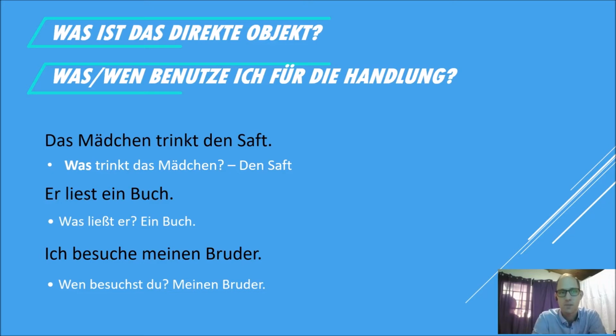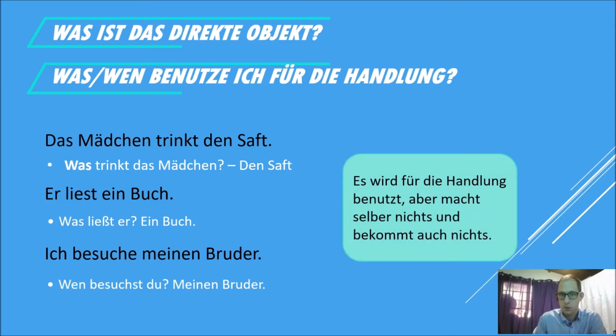The juice. Next, Er liest ein Buch. Question, what is he reading? A book. He needs something to read, and in this case it's the book. Ich besuche meinen Bruder. Wen besuchst du? Like, who are you visiting? Your brother. Also here, accusative.